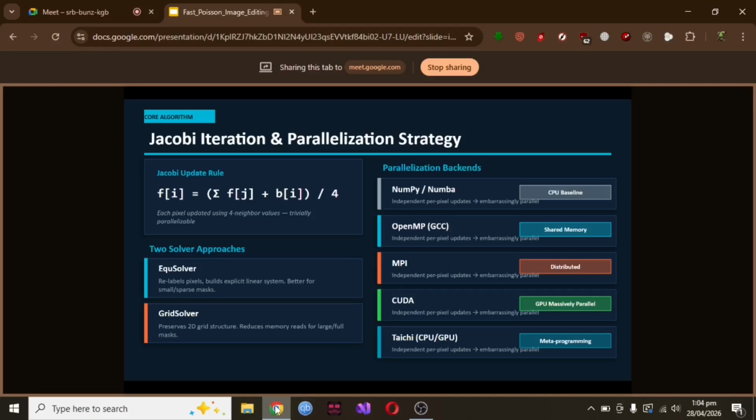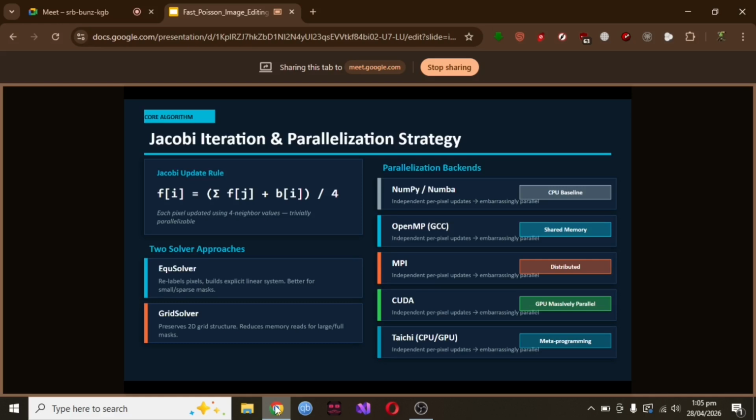By updating each pixel as the average of its four neighbors, left, right, up, down, repeating this thousands of times until the image converges. The key thing is that each pixel's update doesn't depend on what other pixels are doing in the same round, so you can update all of them at the same time. That makes it easy to parallelize, and also, as they say, it makes it embarrassingly parallel.